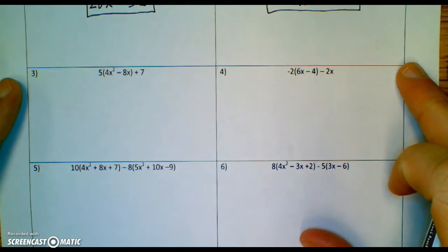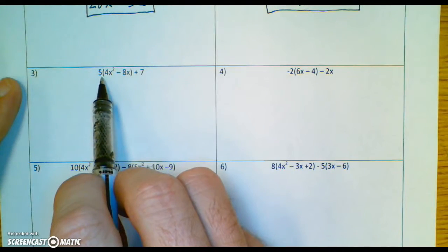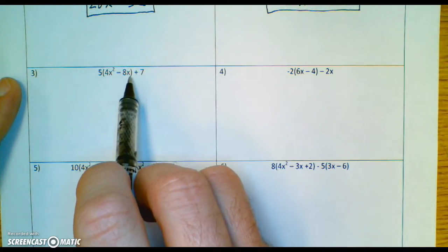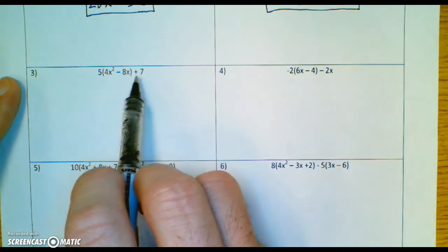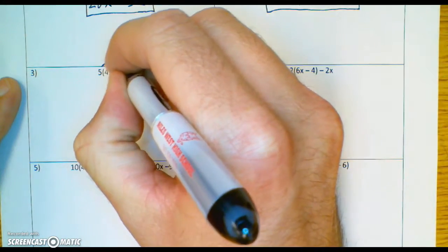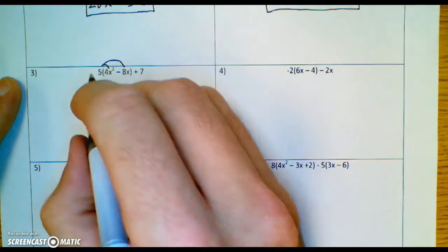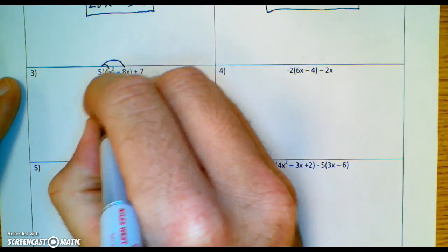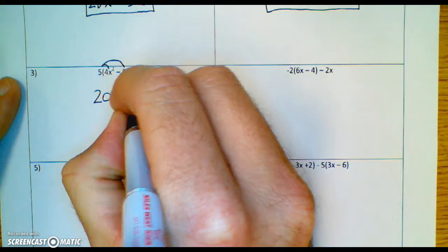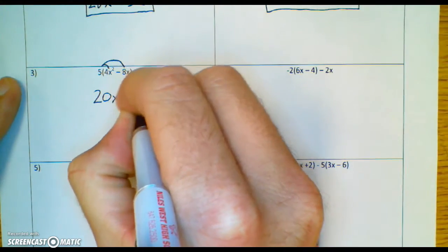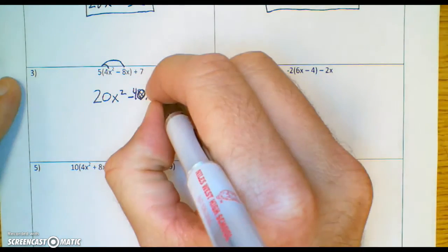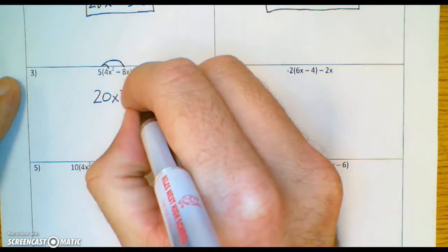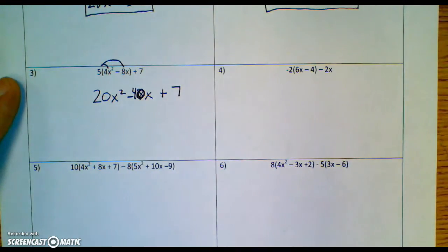Be careful with number 3 and number 4. In this problem, notice the parentheses end after the 8x. So I am not going to distribute the 5 to the 7. The 7 is still going to be there at the end, so I'm going to see if I can simplify. But all I'm doing is distributing the 5 to those two terms on the inside of the parentheses. So 5 times 4x squared is 20x squared. 5 times negative 8x is negative 40x. Made a little mistake there. And I do not distribute that 5 to the 7, so I just rewrite it as plus 7. So here, I'm done, because there's no like terms and I can't combine.